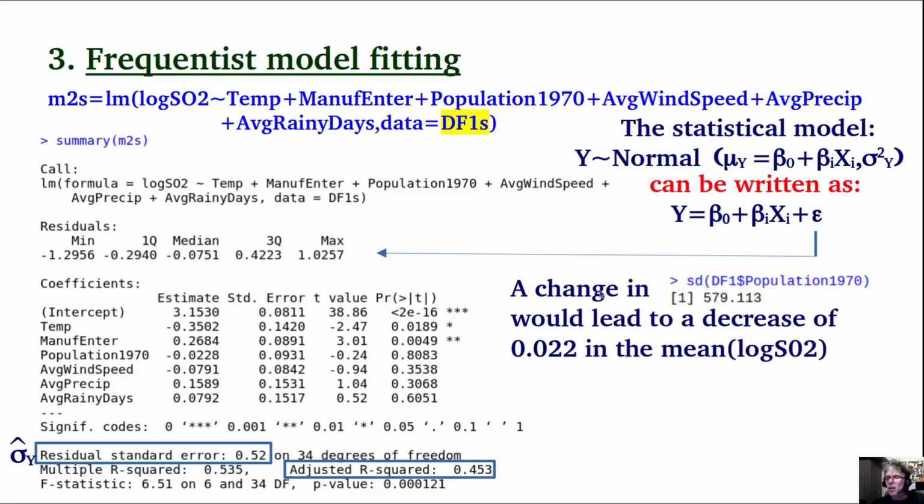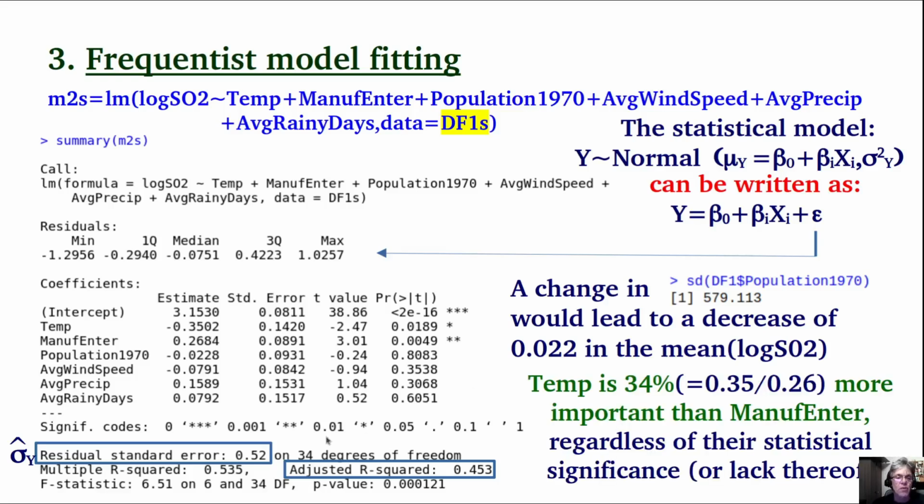So a change of 1 unit in the population size, 1 unit in this case, because the scaled variable means 1 standard deviation, a change of 579 people would lead to a decrease, because this is negative, of 0.022 in the mean of the response variable.